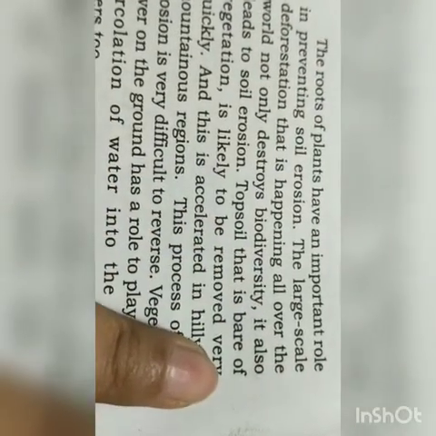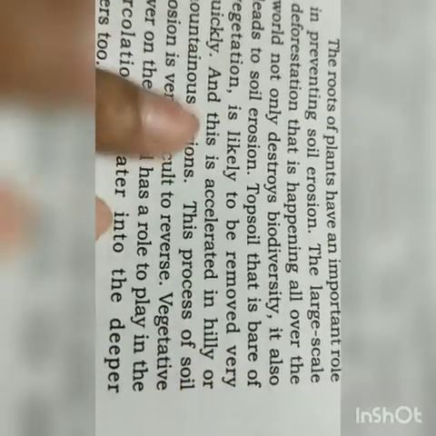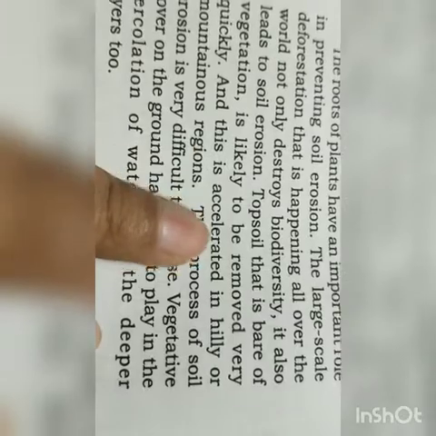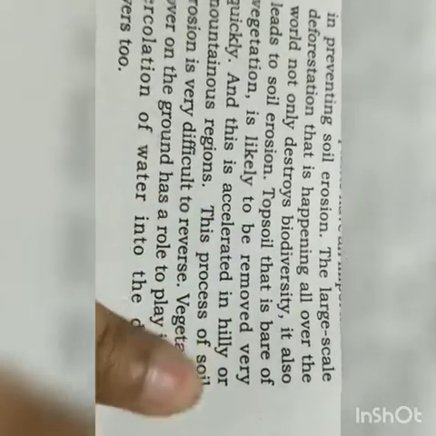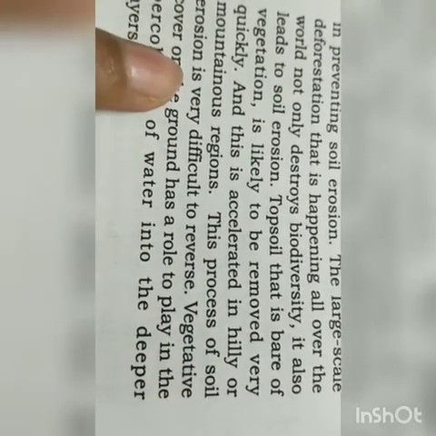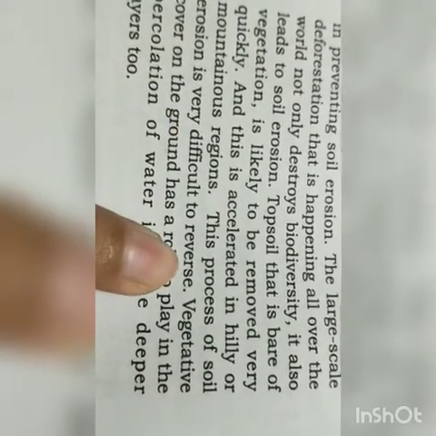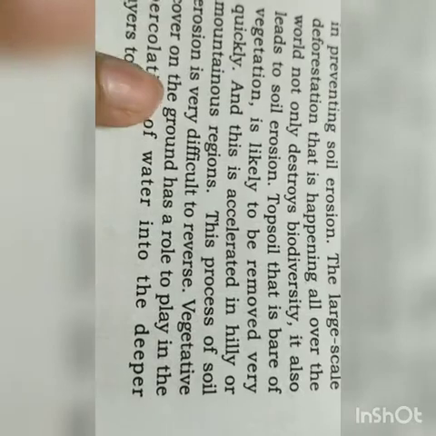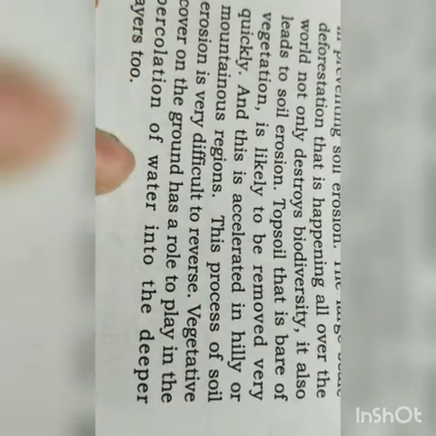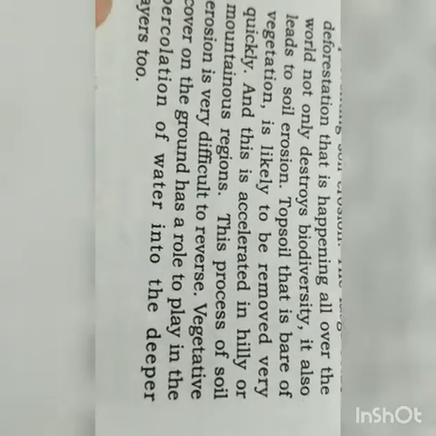Topsoil that is bare of vegetation is likely to be removed very quickly, and this is accelerated in hilly or mountainous regions. This process of soil erosion is very difficult to reverse. Vegetative cover on the ground has a role to play in the percolation of water into the deeper layers too.